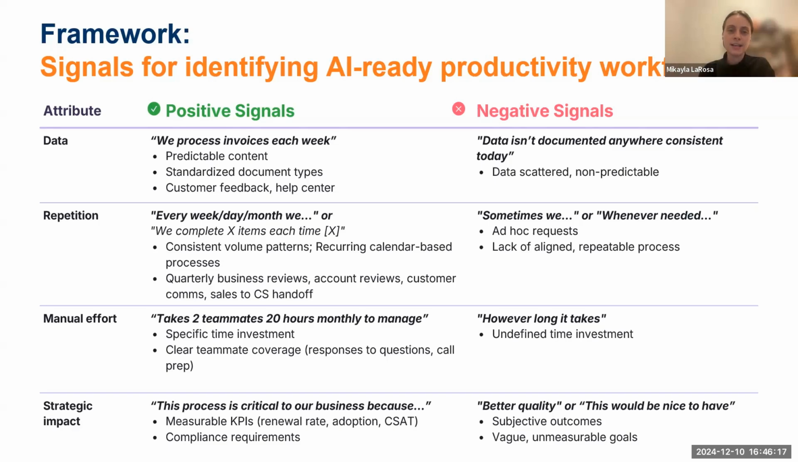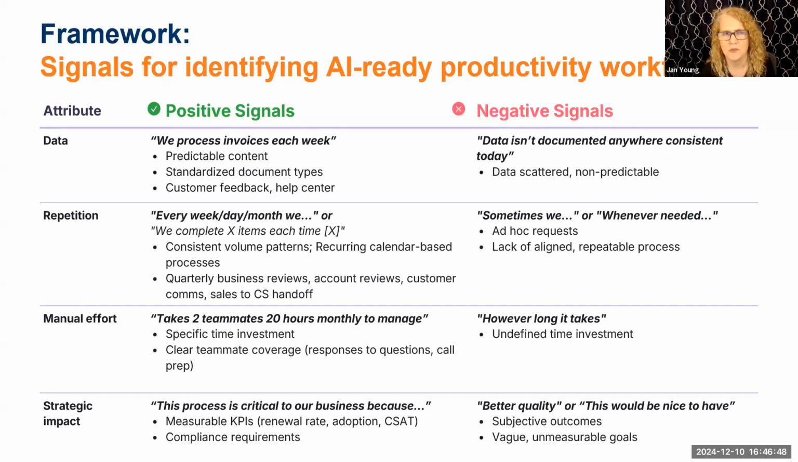A negative signal in the data category would be the data isn't documented anywhere consistently today. I know data is chronically hard for many businesses. But being able to identify, okay, relevant to this workflow, do we have something we can provide the AI and coach the AI with? If the data is scattered, if it's non-predictable, what that means is, okay, maybe we need to get our data house in order a little bit before it's ready for an AI.